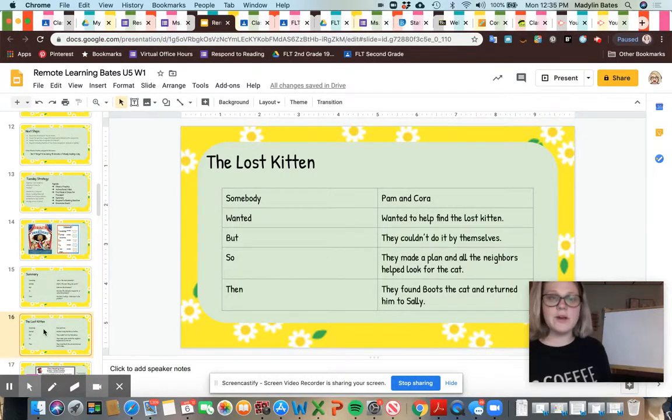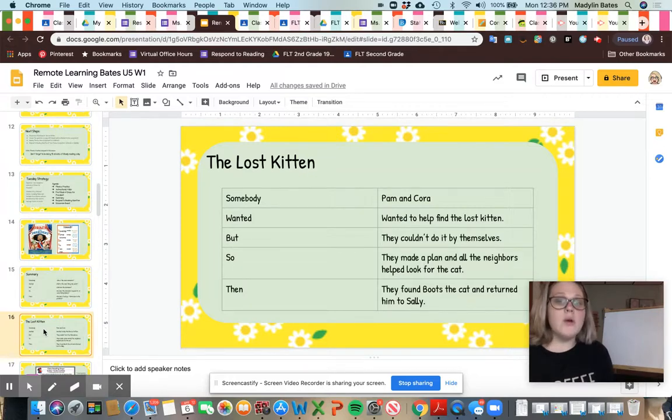So we've talked about what a summary is and why summaries are important. Now let's look at this summary that I've written for the Lost Kitten. If we remember correctly, our main characters were Pam and Cora, and Pam and Cora wanted to help find the lost kitten. I think this is probably the most important part about writing a summary. When we're putting those events in order, we want it to always come back to what that main character wanted, because that's going to help us decide if this event was important enough to put in our summary.